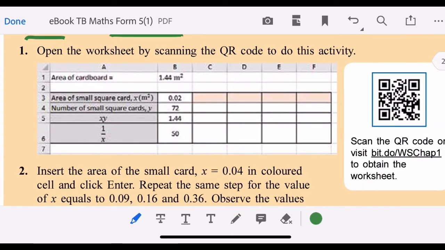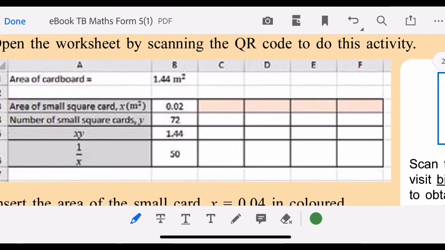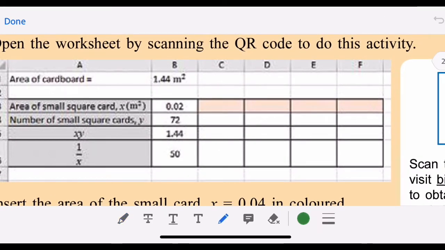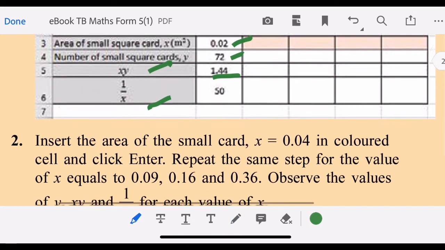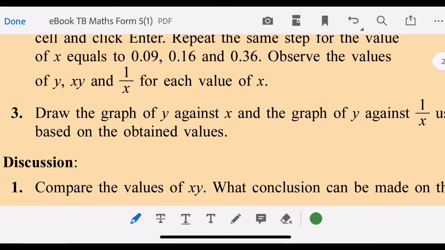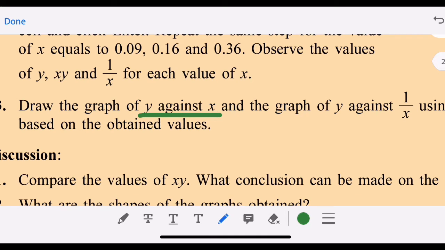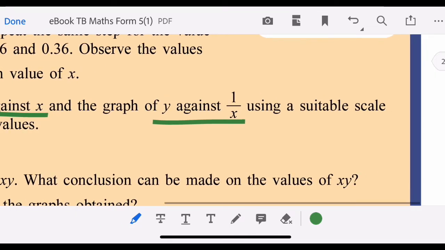So you have to actually open the worksheet and then try to calculate the area of the cardboard, which is 1.44, and the area of the small square cut and the number of squares cut. If you multiply, you get 1.44. Then you have to find xy. You have to find 1 over x, because as you know, you have to draw the graph y against x and then the graph y against 1 over x using a suitable scale.